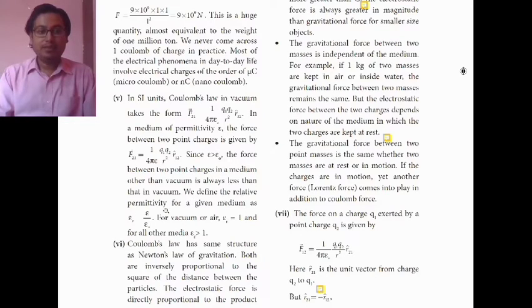We define the relative permittivity for a given medium as epsilon r is equal to epsilon by epsilon naught. Relative permittivity means permittivity of any medium with respect to permittivity of free space. R means relative, so epsilon r is equal to epsilon by epsilon naught. For vacuum or air, always epsilon r is equal to 1, because in that situation epsilon r is equal to epsilon naught by epsilon naught. And for any other medium, epsilon r, the relative permittivity, is greater than 1. So please keep this in mind while you solve the numerical sums.